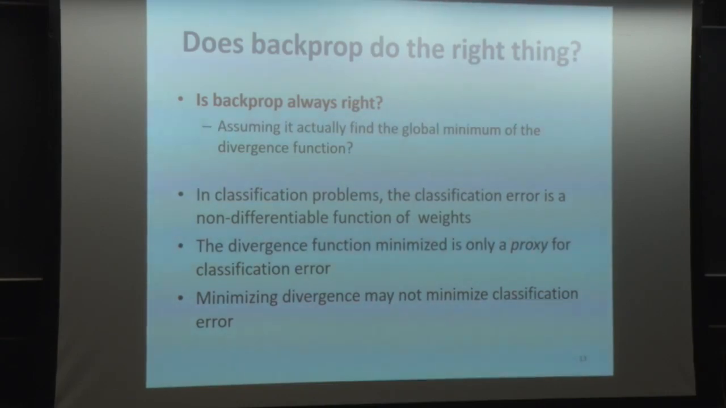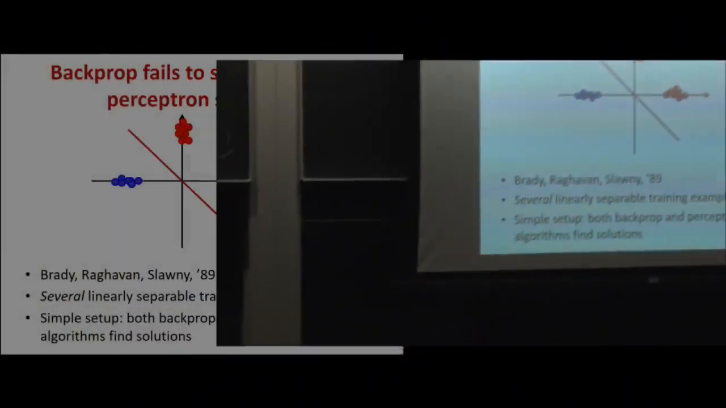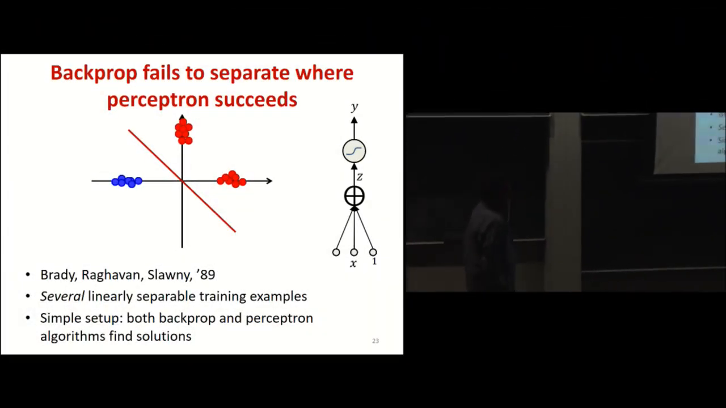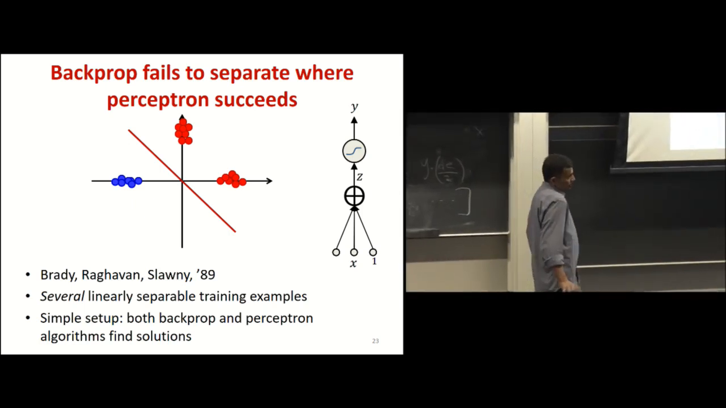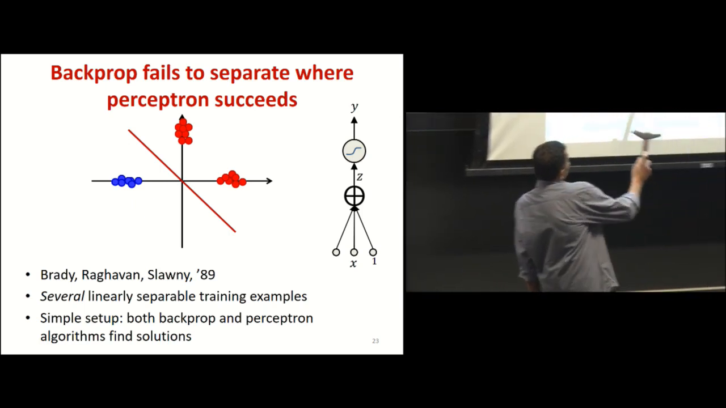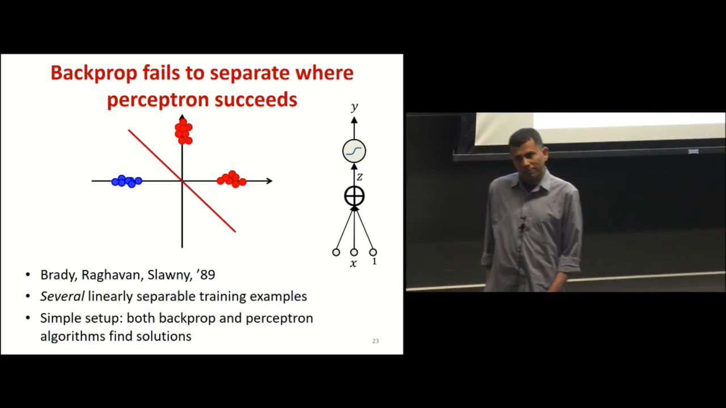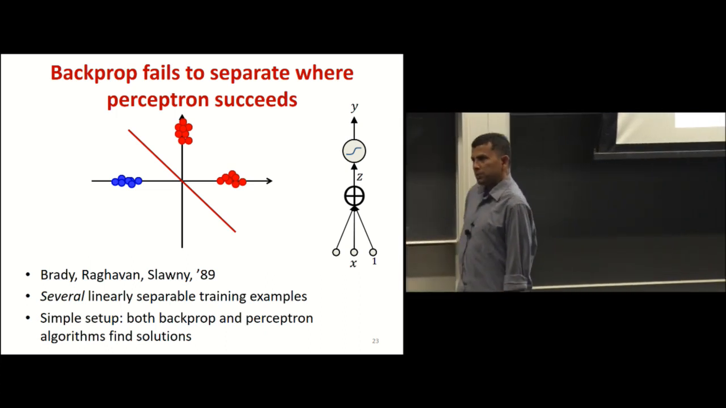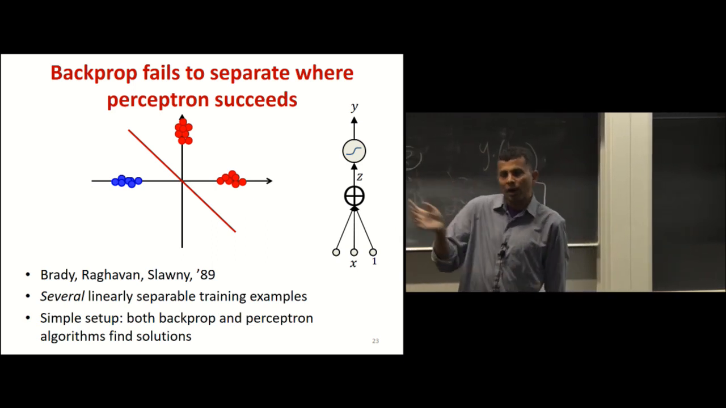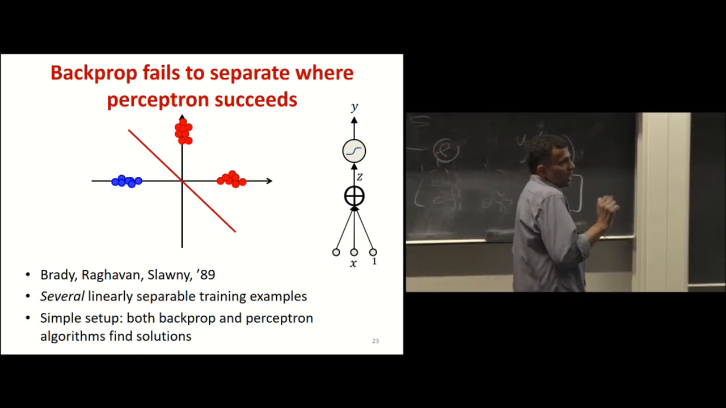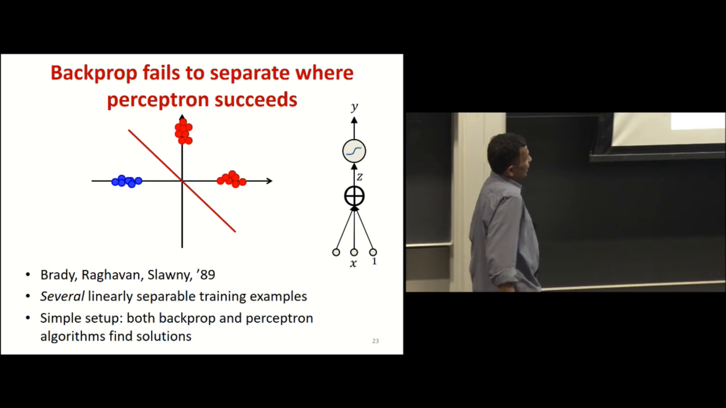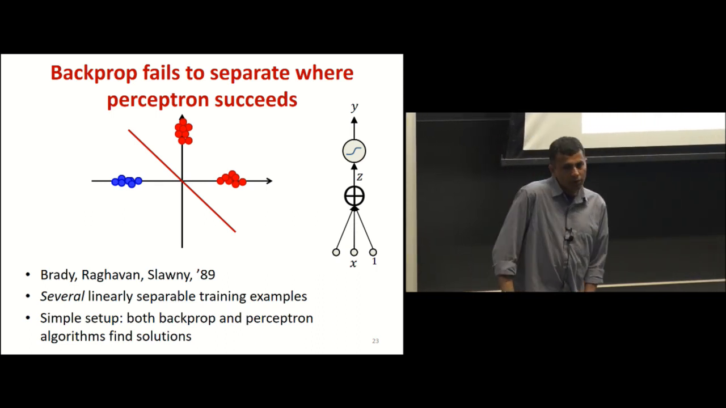And this is exactly getting to your point. Minimizing the divergence may not actually minimize classification error. So why is that? Let me give you a very simple example. A simple perceptron, right? It's given these 3 clumps of data. So I have 2 red clumps and 1 blue clump. The red clumps are 1, the blue clumps are -1. I must learn a classifier to separate these 2.